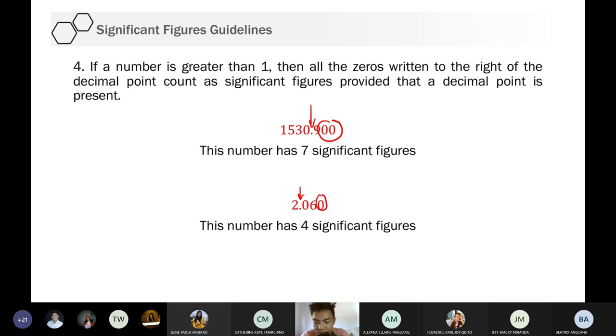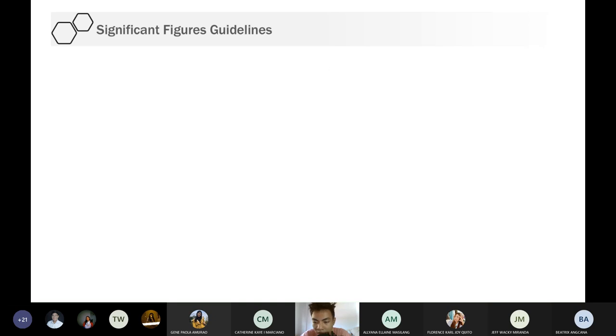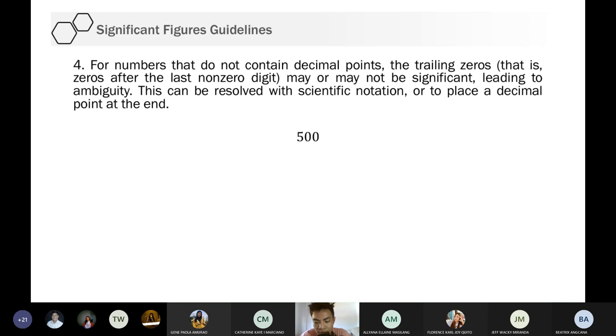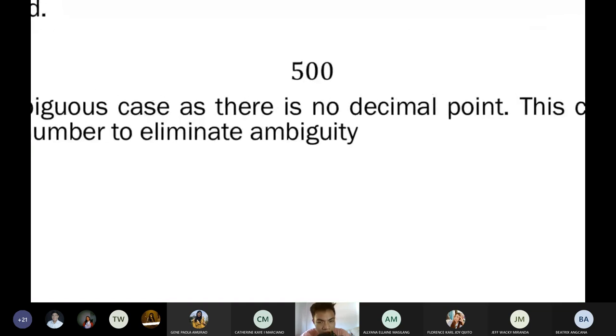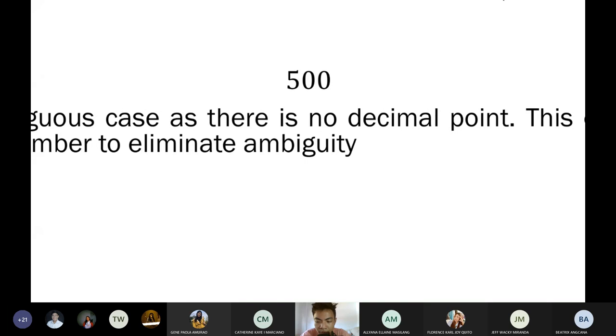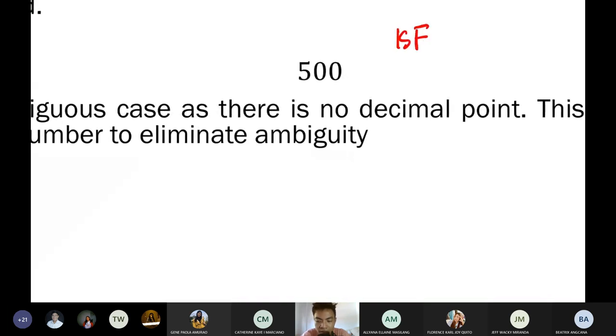So what if you do not have any decimal point at all, yet you have a trailing zero? As I told you earlier, this is a case of ambiguity. When you say ambiguity, it depends on the interpretation. Some textbooks may say that this number, this 500, will contain one sig fig. Some textbooks will say that this is just one significant figure. Others may say that it contains two sig figs. Others may say it contains three sig figs.